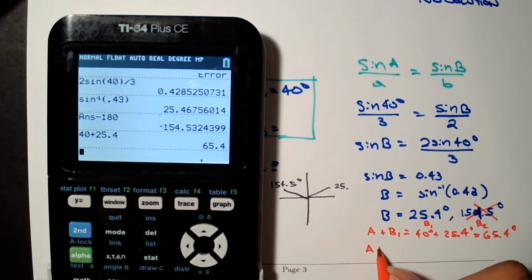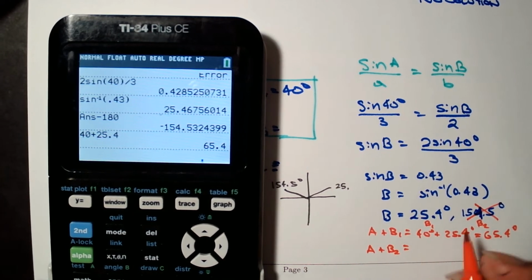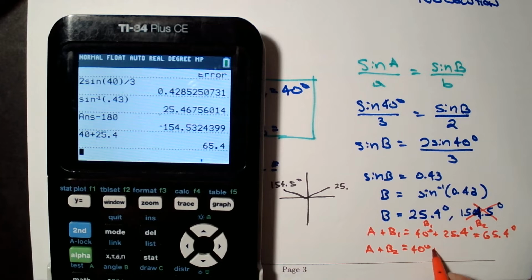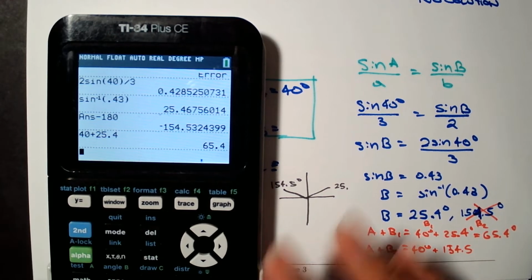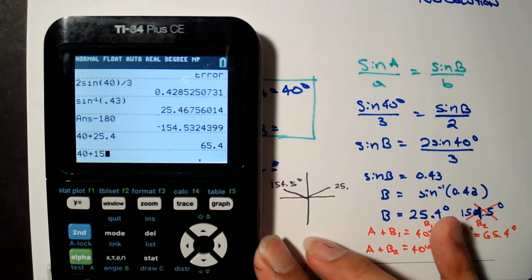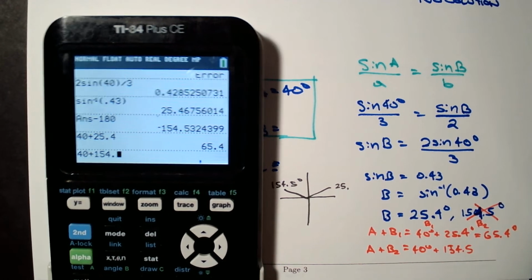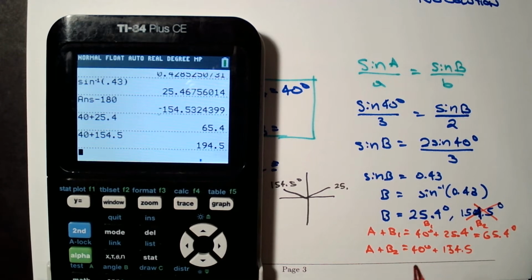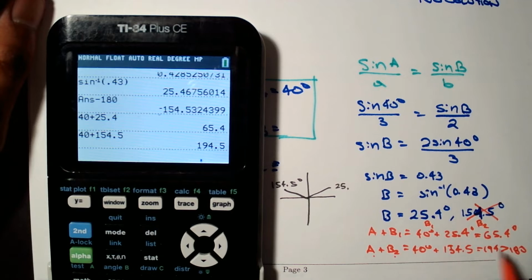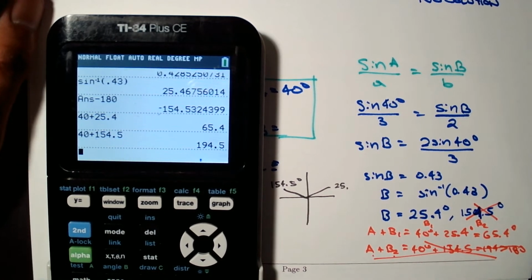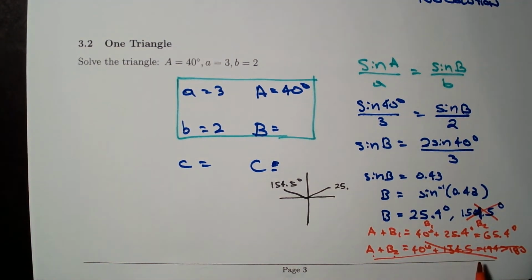But in this case, A plus B2, that's going to be 40 degrees plus 154.5, and if you notice, it's going to give me 194 degrees. Well, this is bigger than 180 degrees, and this is combining only two angles. So that's why we need to get rid of this potential solution. So that's why in this case we are not getting two triangles but only one triangle.